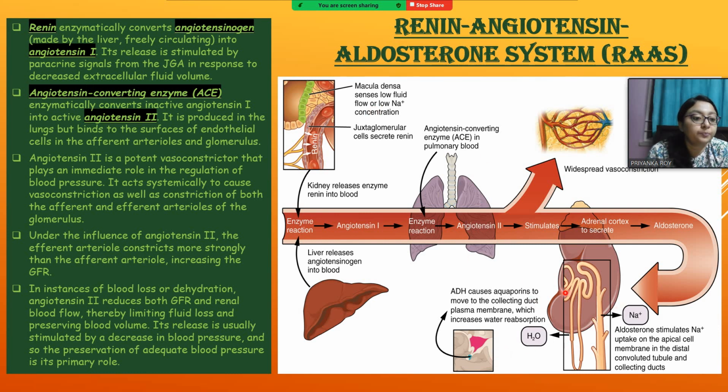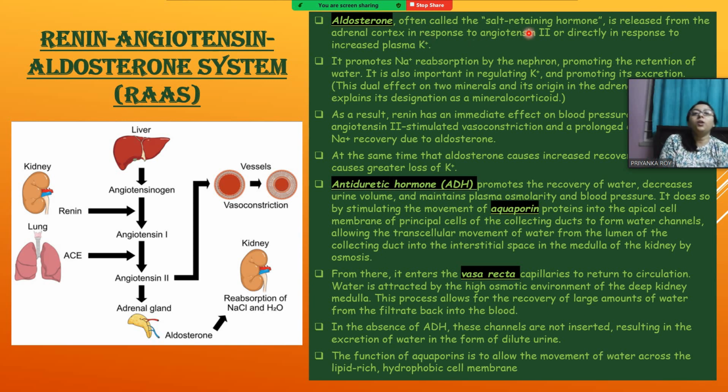Now this DCT also has this hormone called ADH, antidiuretic hormone. This hormone causes the aquaporins to move to the collecting duct plasma membrane, which increases water reabsorption. So now the water will also be reabsorbed, and therefore the loss in fluid volume will also be replenished. In this way the renin, angiotensin, aldosterone system is working. So aldosterone is called the salt retaining hormone. Why? Because it helps in the uptake of sodium, sodium reabsorption in the nephron, in the DCT.